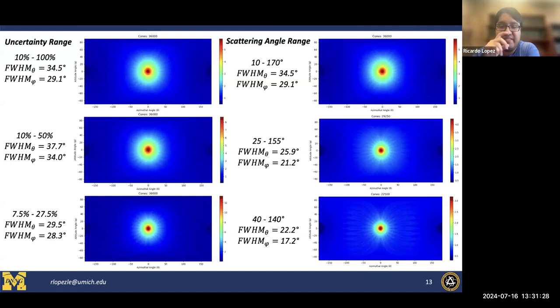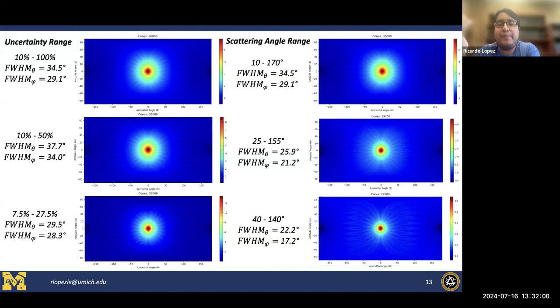And both by visually comparing the three images on the rightmost column and also comparing the full width half max values, you could see that compared to the changes that I did with the uncertainty ranges, changing the scattering angle ranges had a much more significant impact on the final converged images, or rather just how well converged the images got. And that's just another thing to note. If you had to pick between having very low uncertainties versus having a very constrained scattering angle range, you probably want to go with the scattering angle range if feasible.